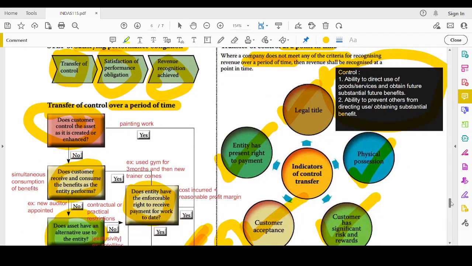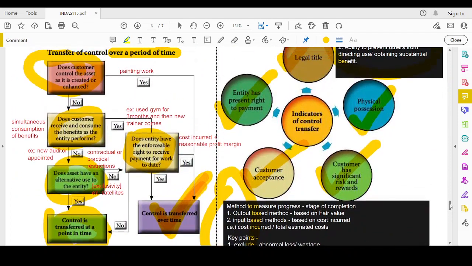Over a period of time, does the customer control the asset as it is created or enhanced? For example, if I have appointed a painter to do painting work, to the extent he has done the painting, I am going to enjoy the benefit, right? Already I have the asset, land or building, that I have asked them to paint. So the customer already controls the land or building, and the painting is also controlled by me. So control is transferred over a period of time.